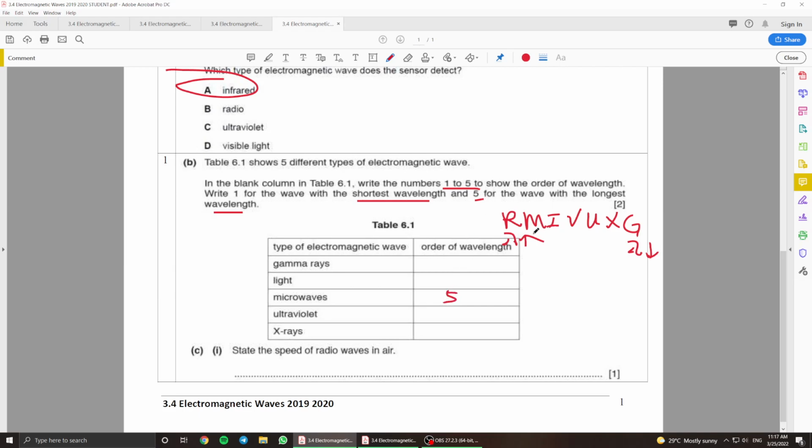Then after that, next one will be infrared radiation, which I do not have. So the next one is going to be visible light, 4. Then it's going to be ultraviolet, 3. Then it's going to be X-rays, 2, and this is finally going to be 1 here. The shortest wavelength is gamma, the longest wavelength is microwaves.